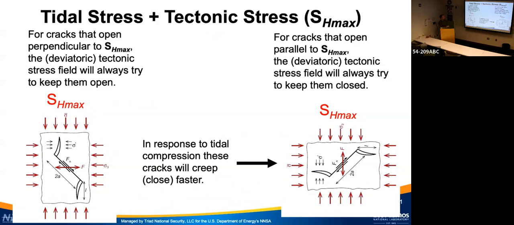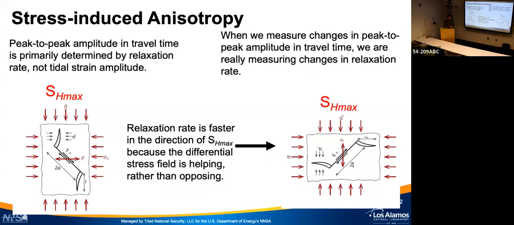And so what I'm going to try to describe here is that the response to the tidal compression will be faster here because SH max is pushing in the same direction, and slower here because SH max is pushing in the opposite direction. So then we have this stress-induced anisotropy.